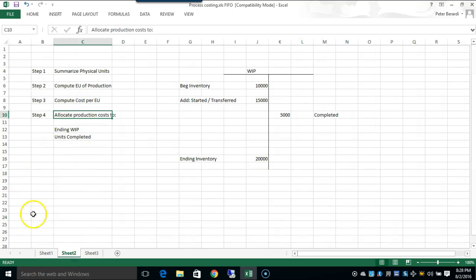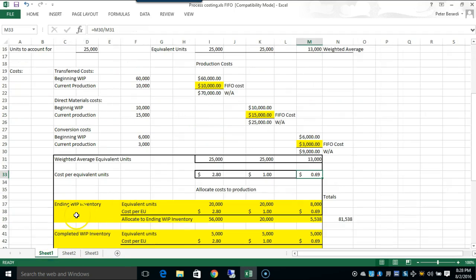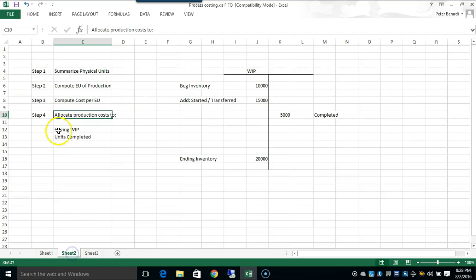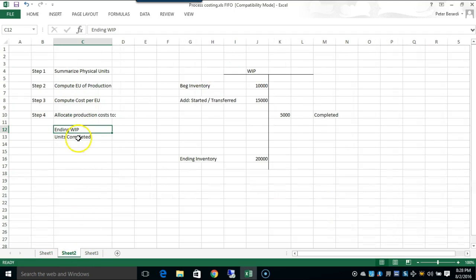Step 4, allocate production costs. How do we do that? Remember, we are allocating production costs to ending WIP and units completed only. Don't try to do beginning WIP or current. It is strictly ending WIP and units completed.